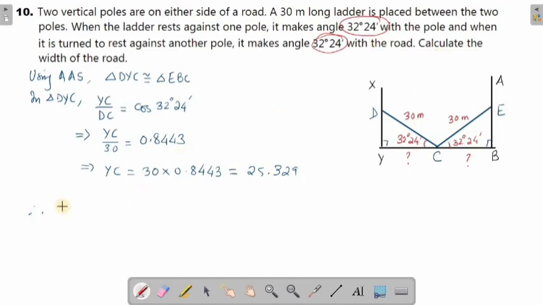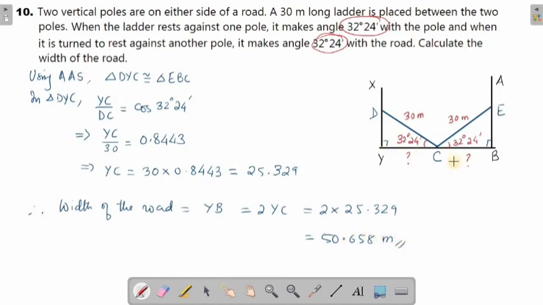Width of the road, isn't it? So we have the width of the road, which is YB, which is double of YC, isn't it? So we have 2 into YC, which is 25.329. When you multiply 25.329 with 2, you get your answer to be 50.658. So this is the width of the given road here. Okay, so you may pause the video and note down your solution.